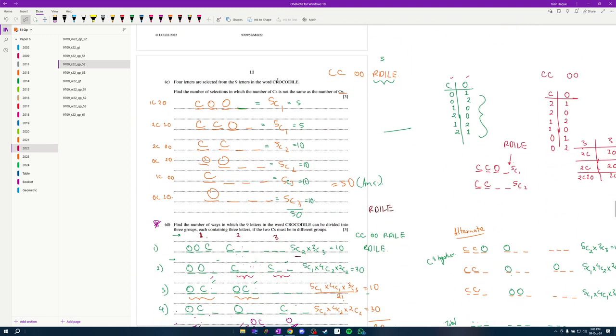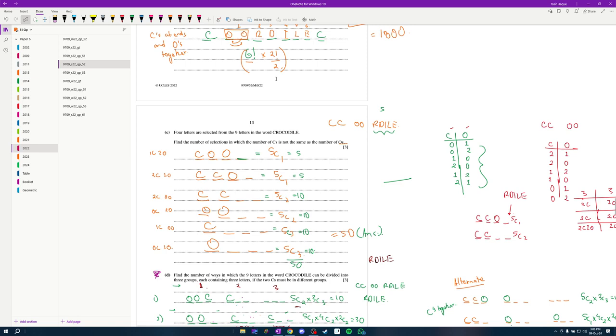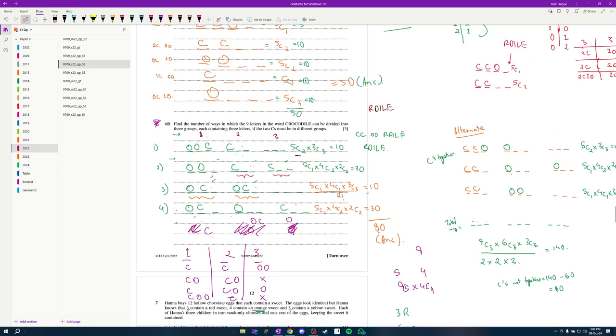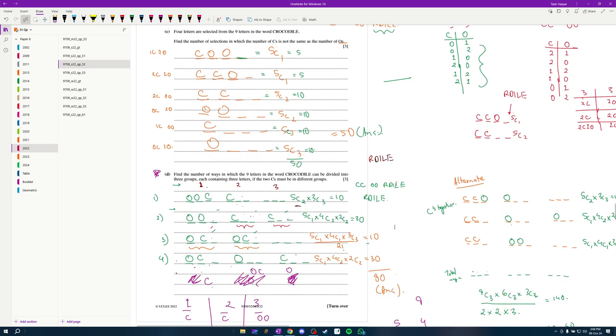Next, 4 letters are selected from the 9 letters in the word crocodile. Personally, this is one of the hardest questions in my opinion. This C and D, and a lot of people have been saying that maybe there's a mistake in part D in the mark scheme, like maybe it should be 65, like the mark scheme has been updated or something. If anyone knows, please do comment below if you have the updated mark scheme.